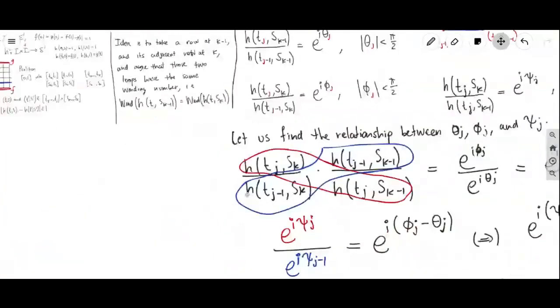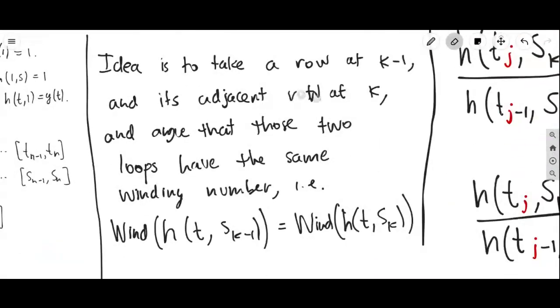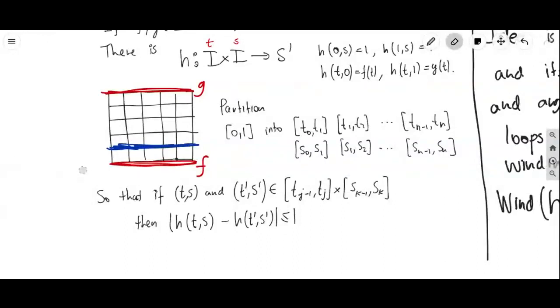What was the idea behind it? The idea behind this was we were to take a row at k minus 1 and the adjacent row and argue that the two loops on those two rows have the same winding number, which then allows us to conclude that the winding number of every loop in every single row is always the same. So this one is equal to this one is equal to that one is equal to that one, and you keep on building it up. And so these two, the F and the G, therefore must have the same winding numbers. So that's the argument behind that. Okay, so this shows that the winding number is a homotopy invariant.